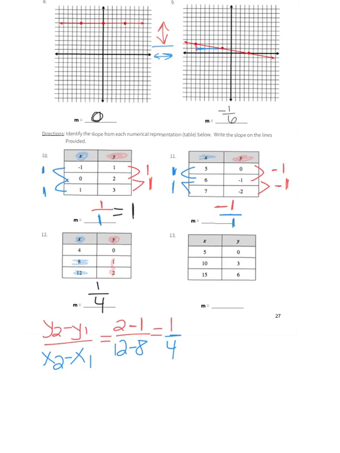Perfect. And we'll move on to this next one. Okay, so this one, I want you to pause the video and try on your own. Okay, hopefully you tried this on your own and you got the answer 3/5. 6 minus 3, second y minus first y equals 3. Then on bottom, 15 minus 10, second x minus first x. 15 minus 10 is 5, so your slope is 3/5.